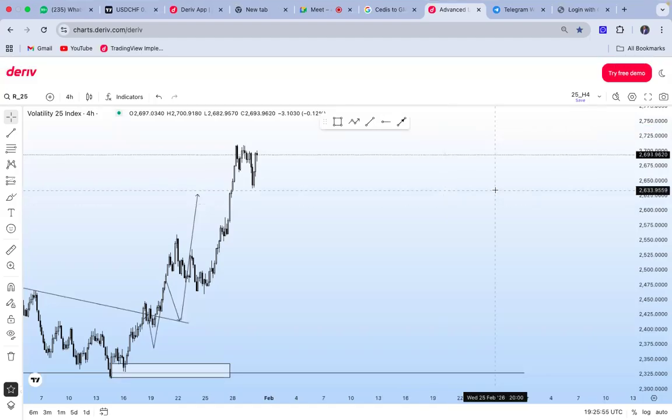All right. So these are the three main things that you look out for, or these are checklists that you have to mark anytime that you open the charts.